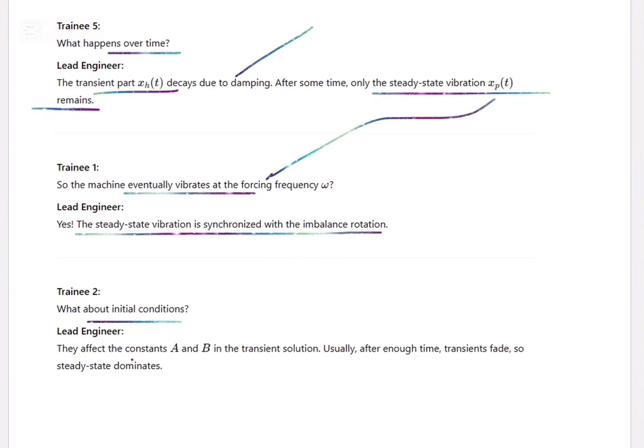What are the initial conditions? They affect the constants in the transient solution. Initial conditions affect the transient response only. Usually after enough time, the transients fade away and the steady state dominates.